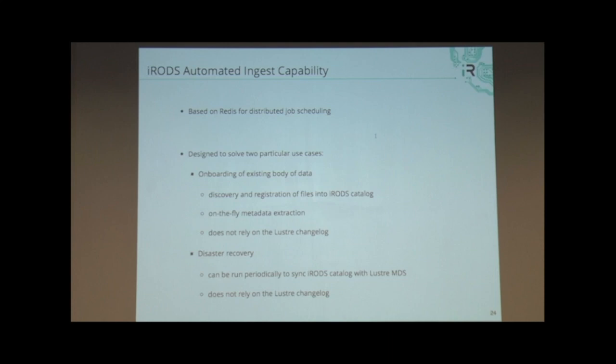And so this has two purposes. One is onboarding your existing data into iRODS, and another is disaster recovery. Let's say you're reading the changelog for your Lustre files, and something goes down, something doesn't work, you're missing changelog records because something crashed, then you can run this automated ingest capability to synchronize your iRODS registrations with your Lustre file system.